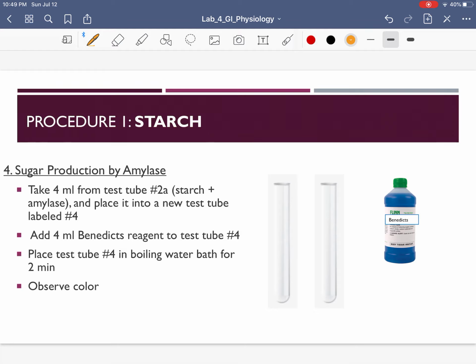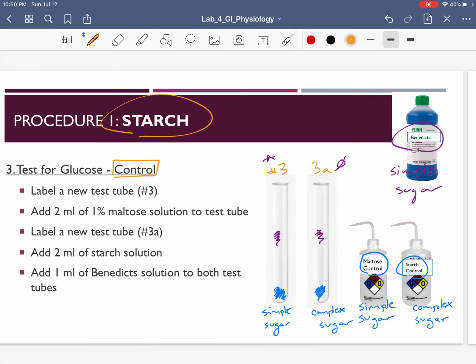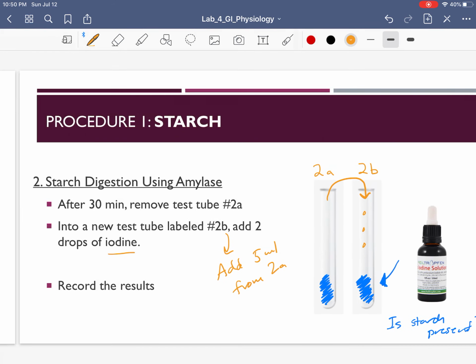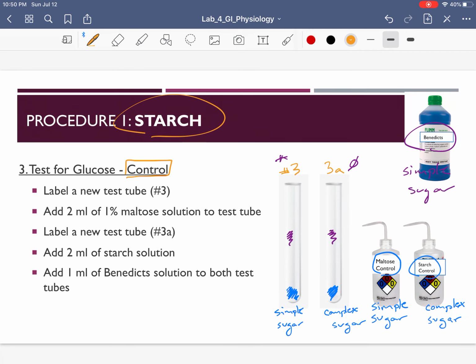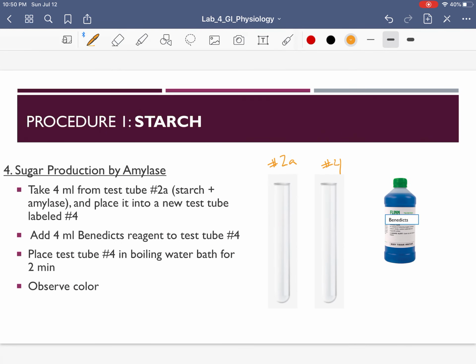Now, we're going to make a new test tube labeled test tube 4. To make our new test tube, we're going to be needing some of the solution from test tube 2A. If we go back, our test tube 2A was the starch plus amylase. Our test tube 2A is starch plus amylase, plus the enzyme that was put into a warm water bath.